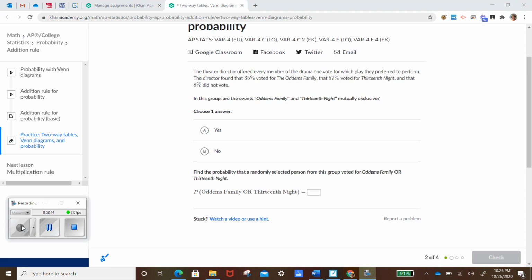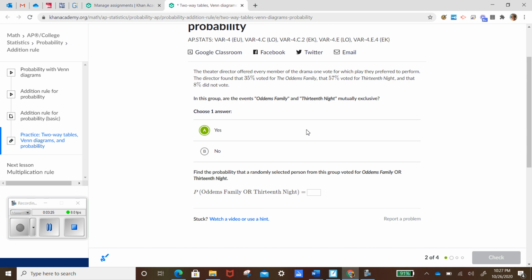Question 2. The theater director offered every member of drama 1 vote for which play they preferred to perform. The director found that 35% voted for the Odom's Family, that 57% voted for 13th Night, and that 8% did not vote. In this group are the events Odom's Family and 13th Night mutually exclusive? I believe so, yes, because he's just giving them 1 vote, so I think it's either going to be one show or the other, not both. So I'm going to select yes.